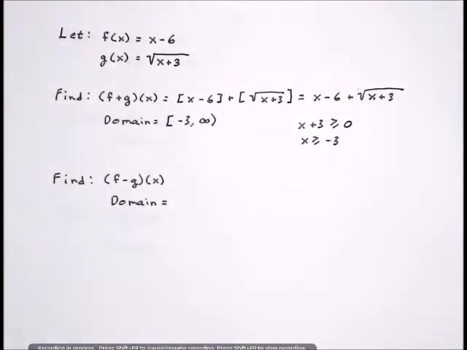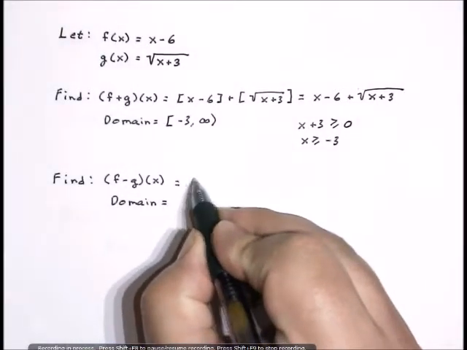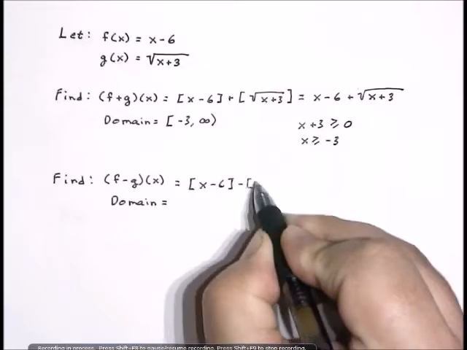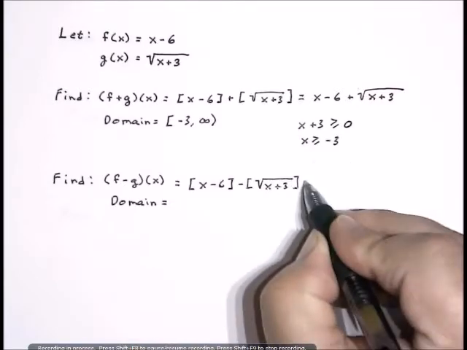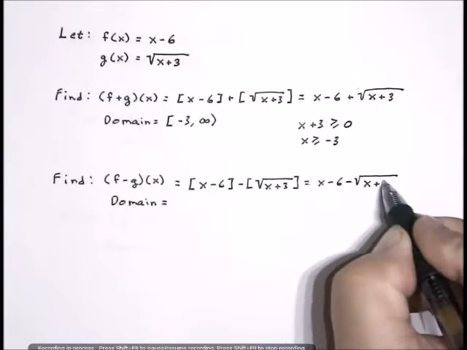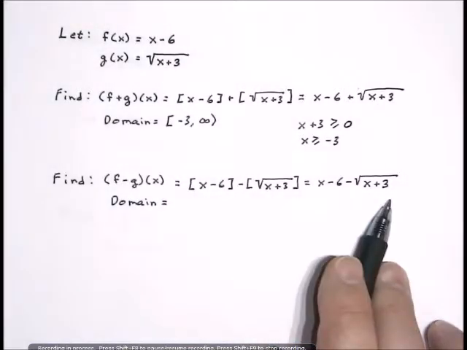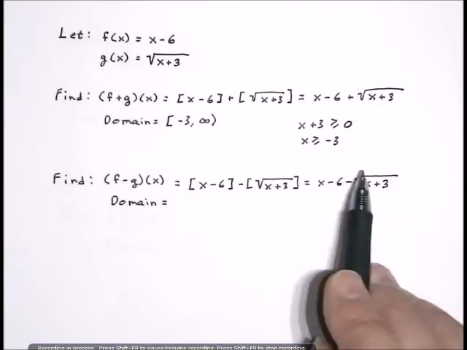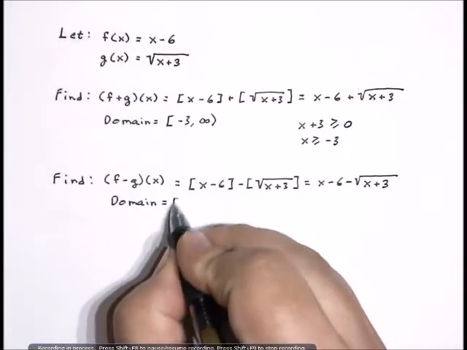Let's try the same thing for f minus g at x. We start out the same way. Have my f of x, and I'm subtracting the g of x. And then I simplify. So there's the answer to my question. And for the domain, I do the same thing. I'm looking for what is going to cause a problem with this. It's exactly the same as we found before, negative 3 to infinity.